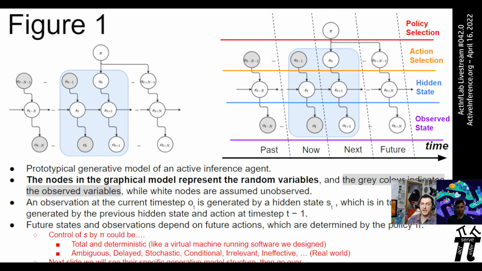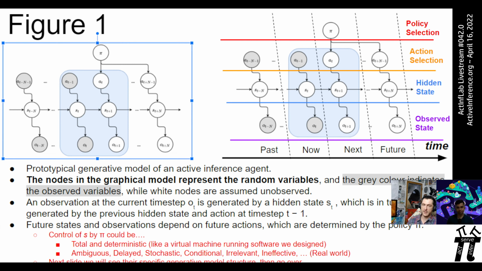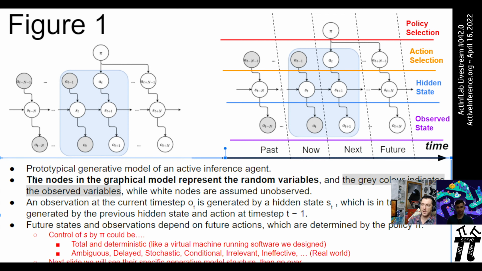Okay, so let's look at it specifically. On the left is figure 1. It is the prototypical generative model of an active inference agent. As we discussed a little before, the nodes in the graphical model represent random variables, where the gray color indicates the observed variables. So the observations are observed in gray, and the actions are also observed. One could complicate this assumption, but we're assuming that if the robot is hitting the gas, it knows that it's actually doing that motion.